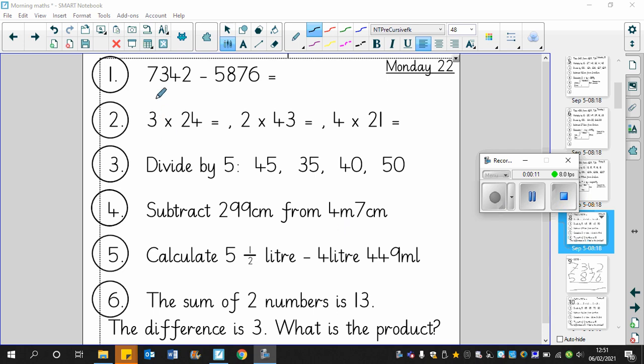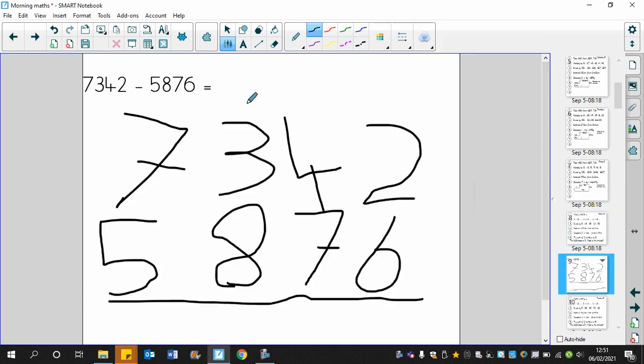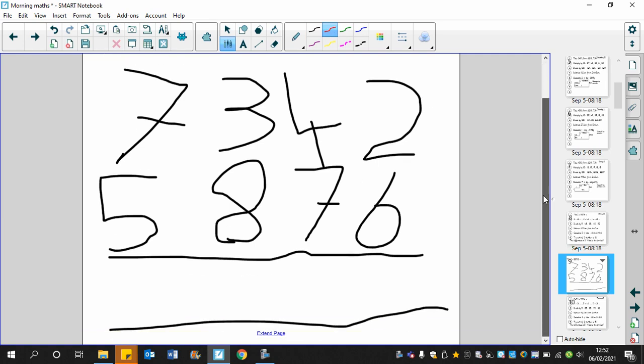Question number 1, 7,342 take away 5,876. Let's have a look at how we could do that. So this is, of course, subtraction with decomposition. Let's put a little subtraction sign in there. We're going to need to do a few exchanges, I think.